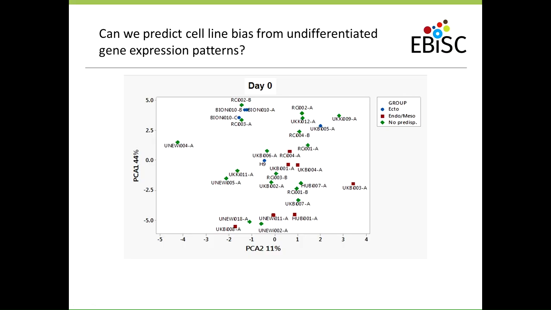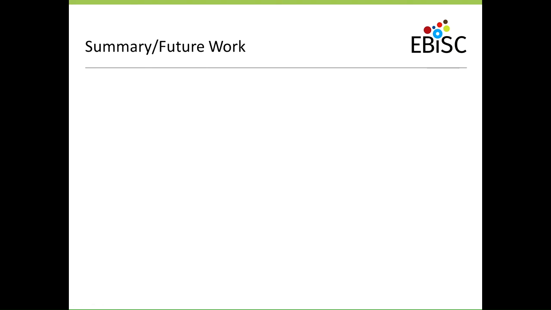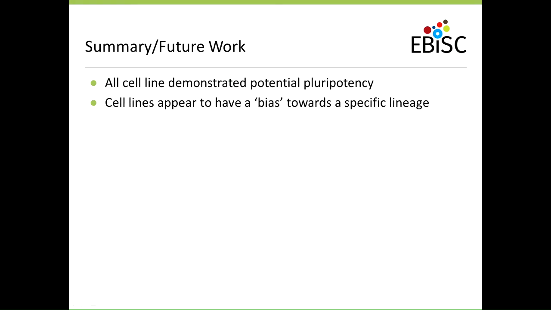In terms of, I mean, the Bioneer ones are all up here and grouped again, but you can't really see it with this. So can we really predict how they're going to behave at day 0? No. Just to summarize what I just went through, all these cell lines that went through the EBiSC hot star process demonstrated potential pluripotency in this assay. Cell lines appear to have a bias towards a specific lineage. We can see this at day 7, but we can't see it at day 0.